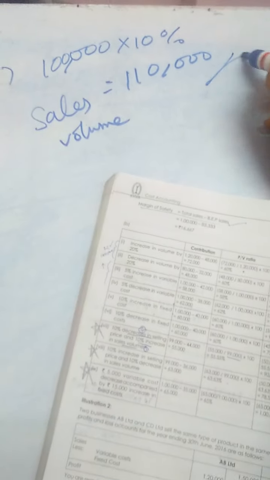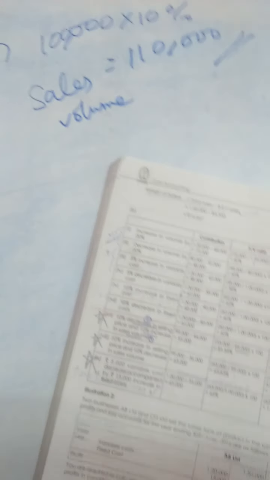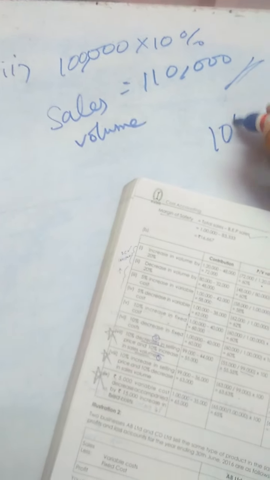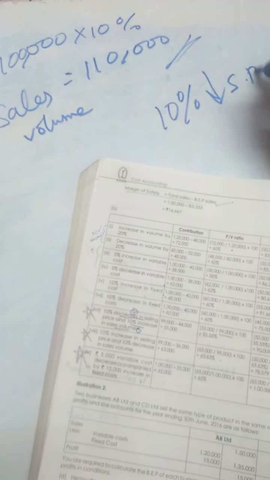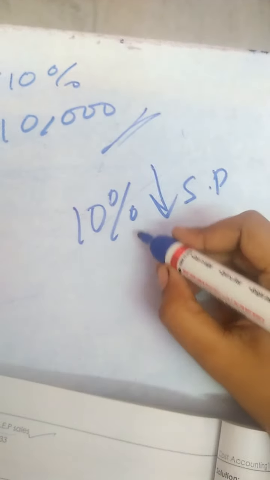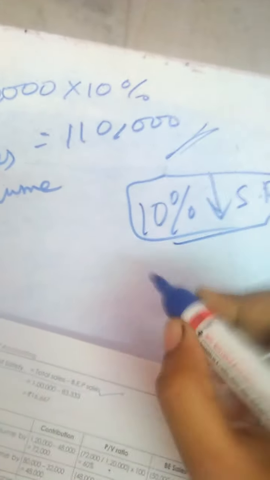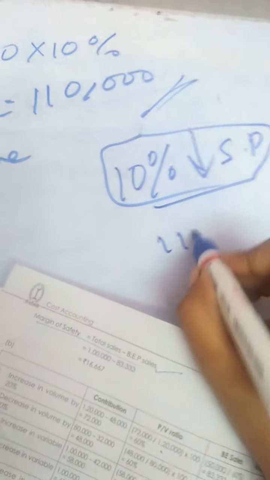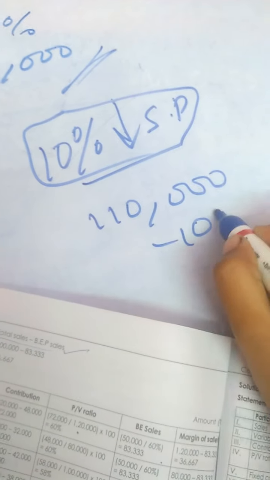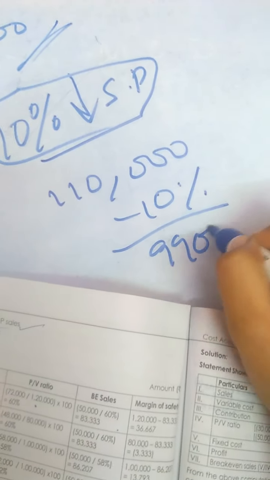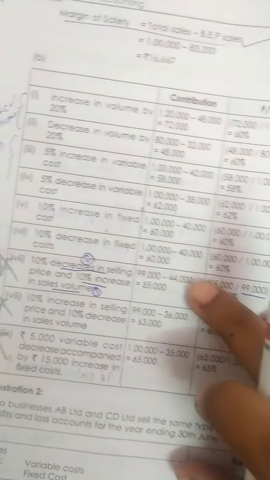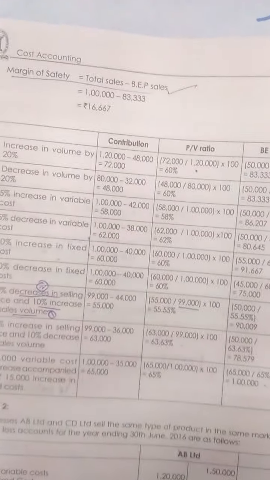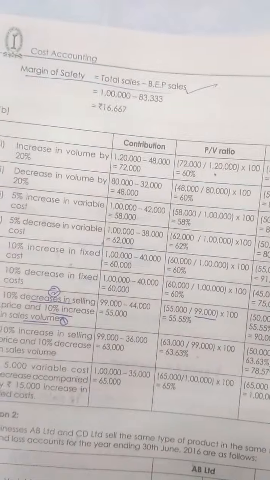This, we just increase the sales volume. That's the process of doing it. So now we are decreasing it by 10%. Selling price is going to be decreased. How? Okay, we got this. We are reducing 10% of its selling price, which means 1,10,000 minus 10% makes it 99,000, of course. Here it goes, 99,000 minus 44,000. How did we get 44,000? We are first increasing the sales volume. That's it.